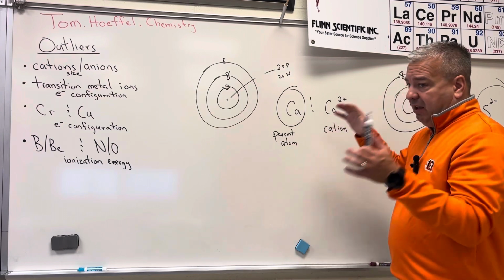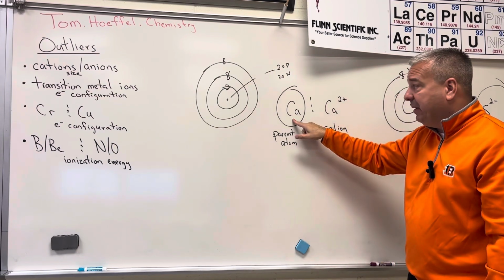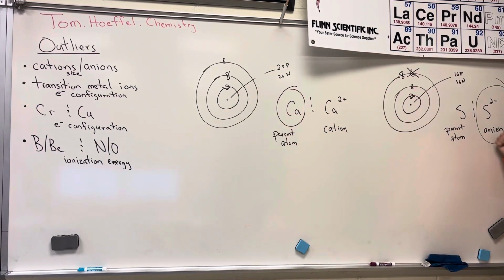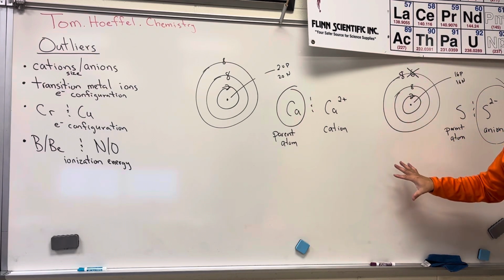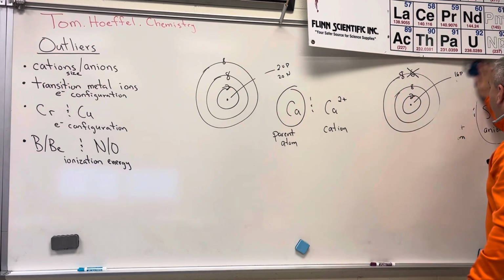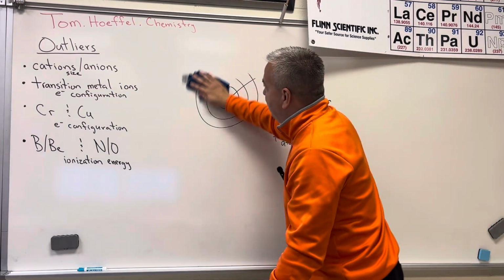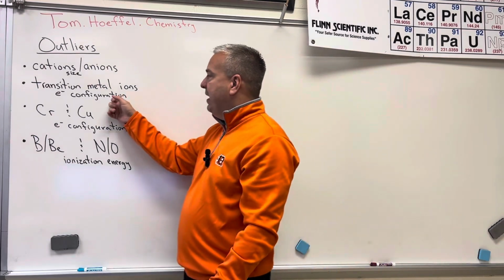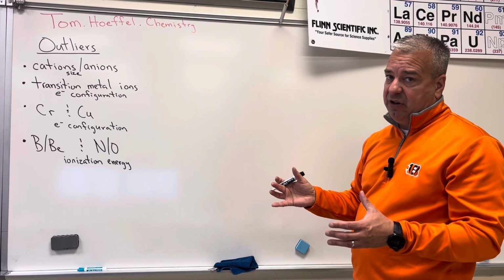So in a nutshell, cations are smaller than their parent atom because they lose electrons. Anions are larger than their parent atom because they're gaining electrons. Not so bad with that piece right there. The next thing that we're going to talk about is transition metal ions, and specifically their electron configuration.